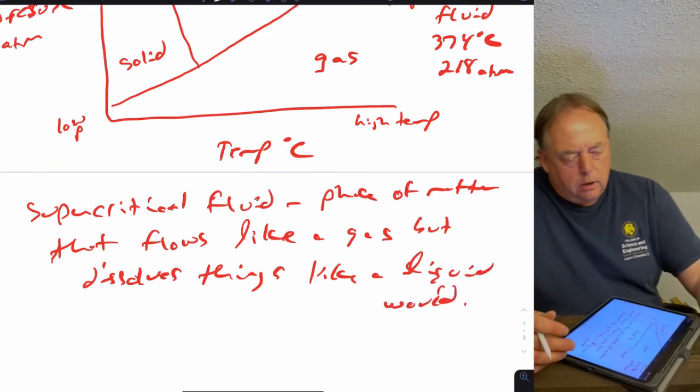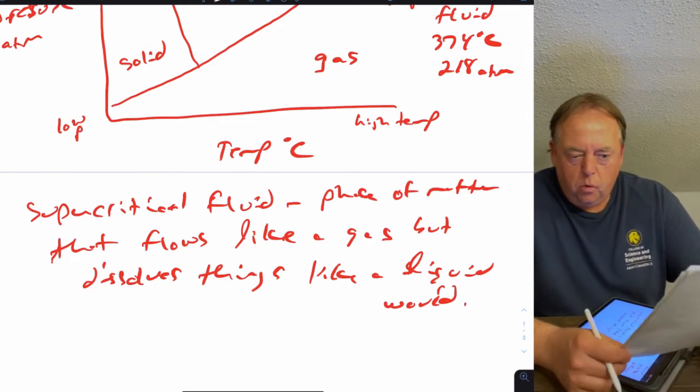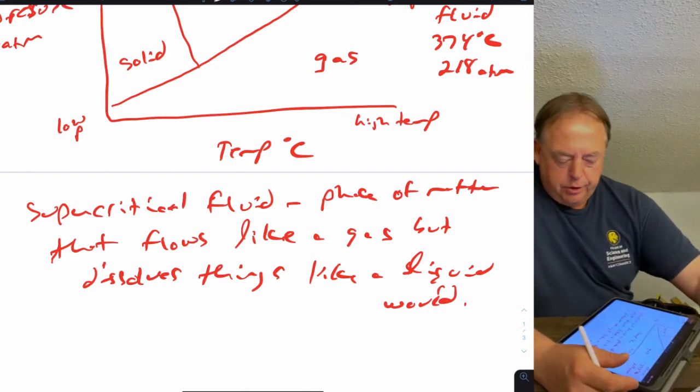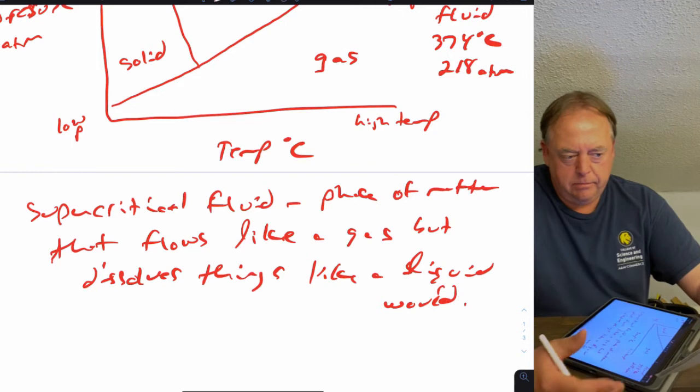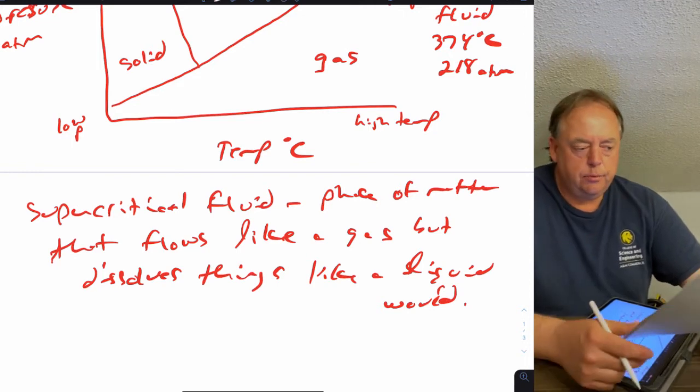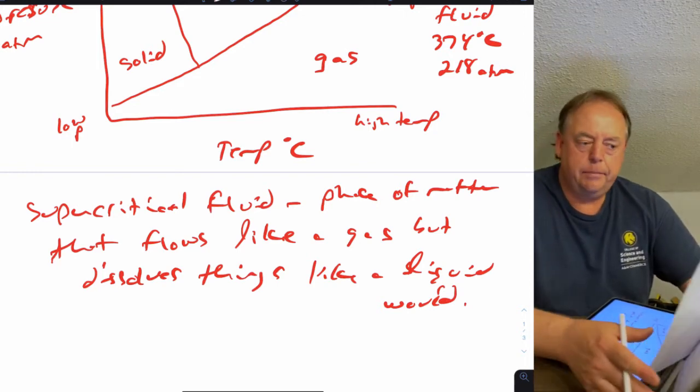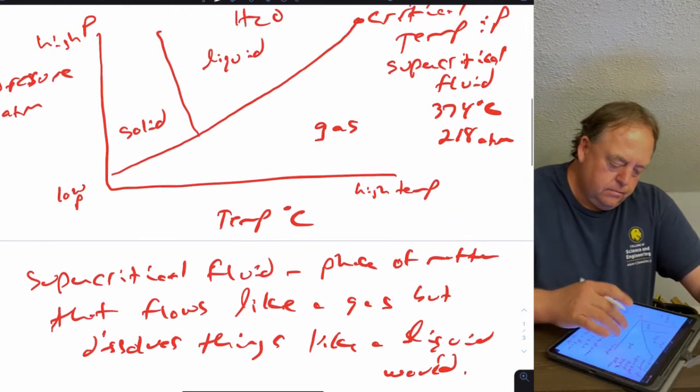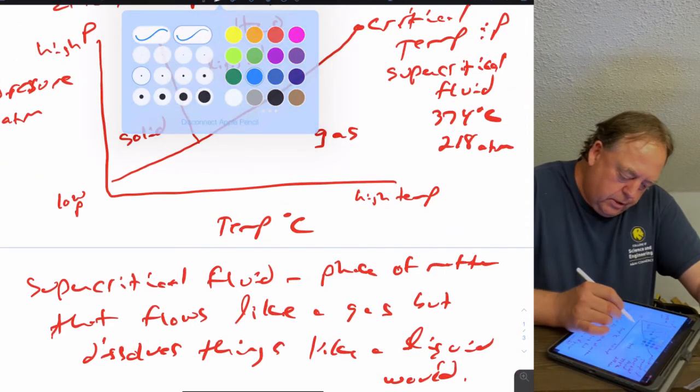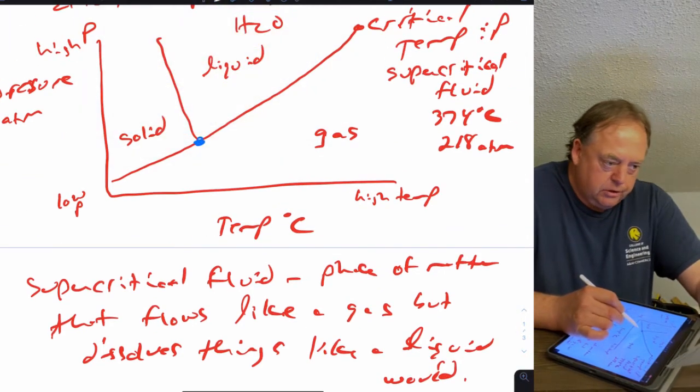For water, there are not a lot of practical applications of supercritical water because of the high pressure and high temperature you have to go to. We'll look at an example in a minute of CO2, and supercritical CO2 has lots of practical applications. Okay, this point on a phase diagram is what's known as the triple point.